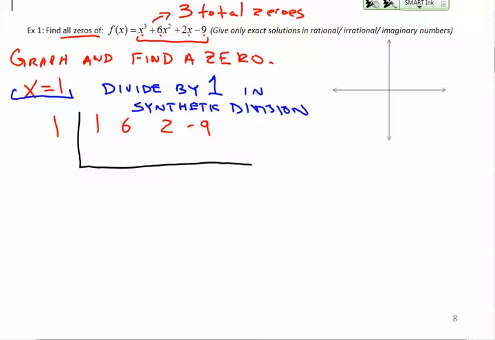Remember, your first step is just to take your first term and bring it down. So bring that down, I have a 1. And now I do 1 times 1 is 1. And I add here. 6 plus 1 is 7. 1 times 7 is 7. 2 plus 7 is 9. 1 times 9 is 9. And negative 9 plus 9 is 0. Boom. I love seeing that 0 because it means I don't have any remainder at the end, right? That's exactly what I want to see.